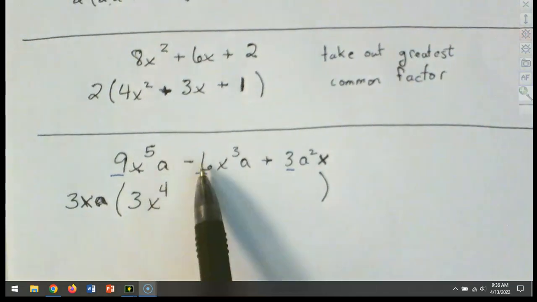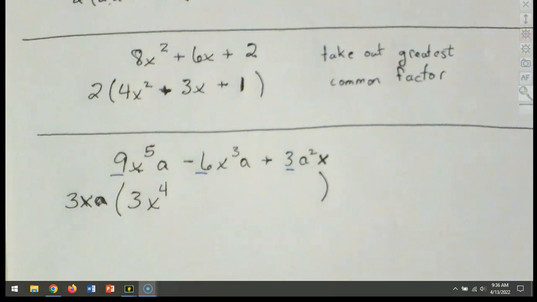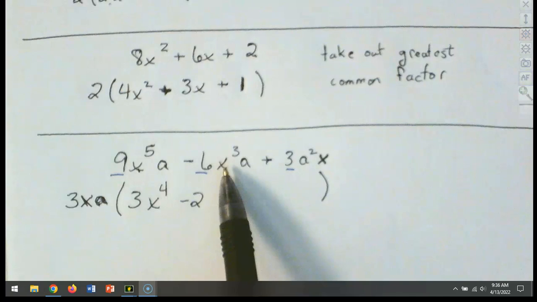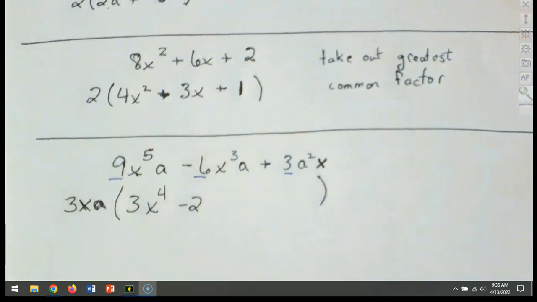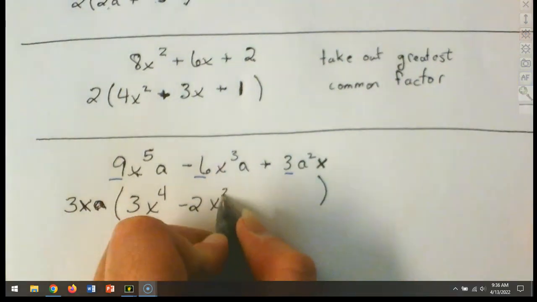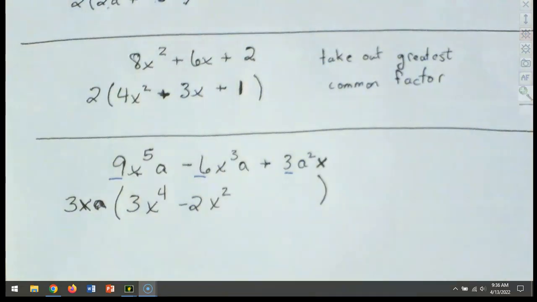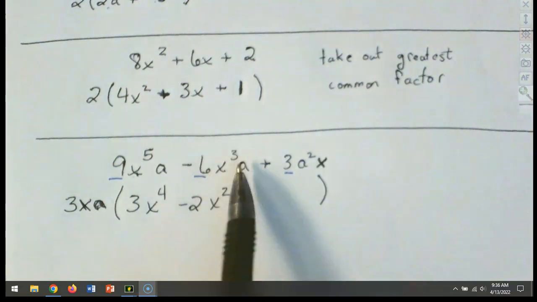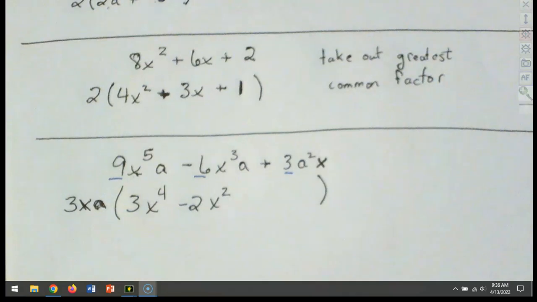Then we have a minus 6 divided by 3. That's a minus 2. How many a's do we have? We have 3 of them. Take out one of them. That leaves you with an x squared, doesn't it? There's no a's because the a came out and is gone.